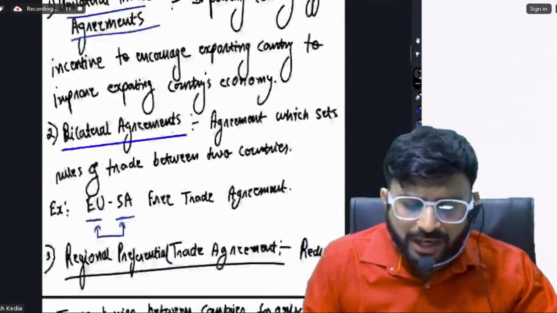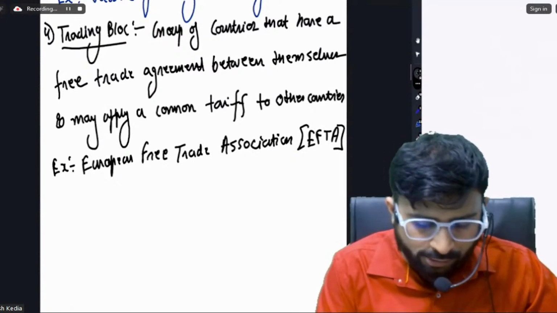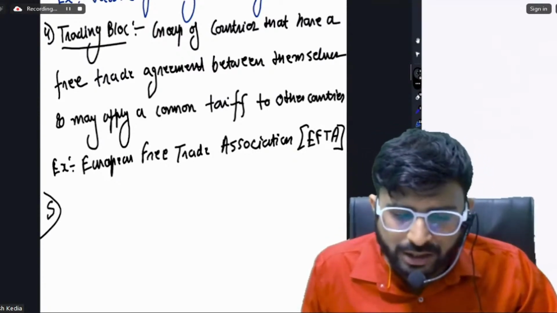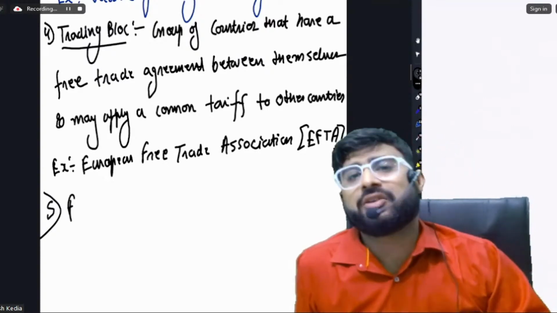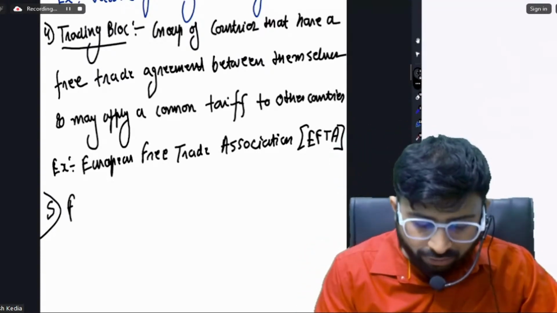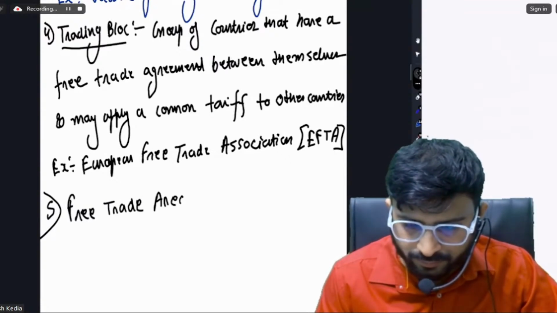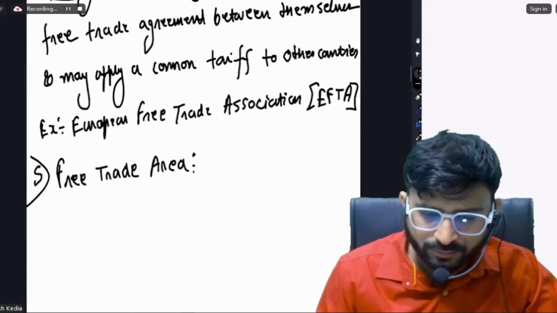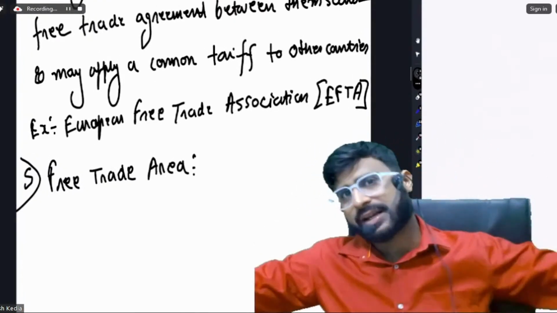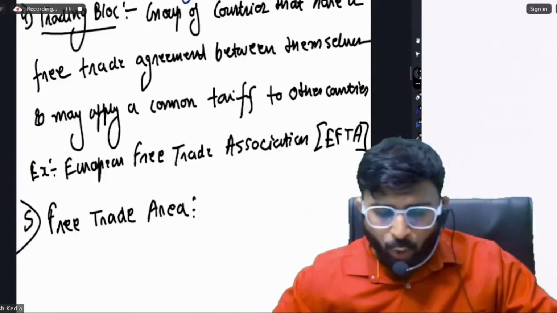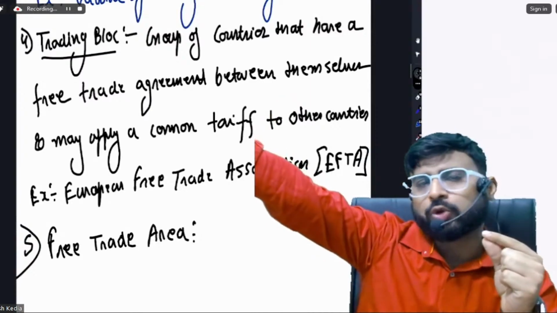Yes, you can say there will be a cartel-like structure formed, correct? Trading bloc. Next is free trade area. It is NAFTA, North American Free Trade Area. Here what happens is, among themselves, no taxes. But what was happening in trading bloc? They were applying common tax to outside country.